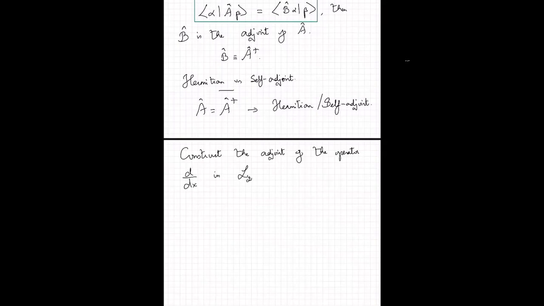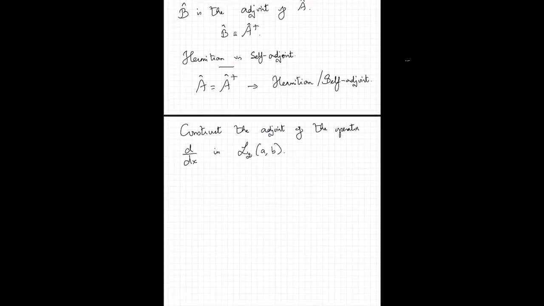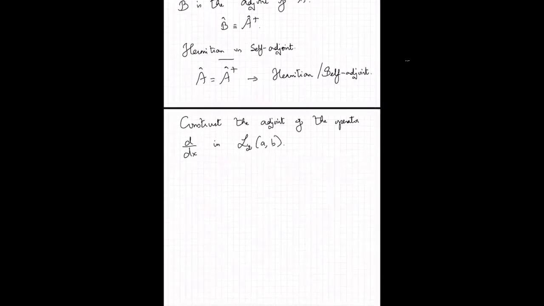I'll do it in L2 with some length a to b, and then we will make a to be minus infinity and b to be plus infinity. But for now, I will keep this interval to be some a, b. So L2 is simply the Hilbert space where the norm is defined to be the square root of x1 squared plus x2 squared plus and so on, and a and b are the limits.